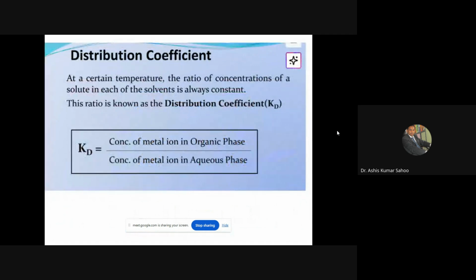What is the distribution coefficient in solvent extraction at a certain temperature? The ratio of concentration of solute in each of the solvents is always a concern. This ratio is known as the distribution coefficient. It is the concentration of metal ion in the organic phase divided by the concentration of metal in the aqueous phase. So this ratio is known as the distribution coefficient.